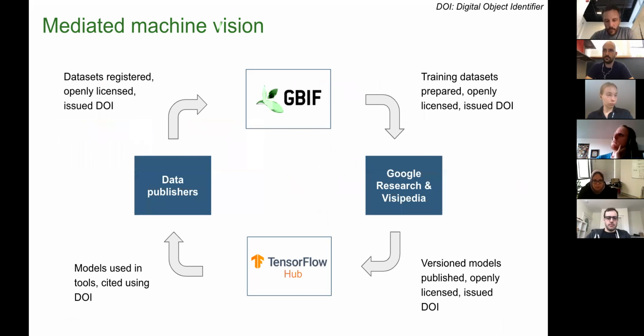And so we then produced what we call this mediated machine vision cycle. And essentially it's a publishing operation. And it's facilitated by Google Research and the TensorFlow Hub group, which is part of Google based in Zurich. So the idea here is suppose there's a group that studies mushrooms and they would like to make their own mushroom app for some region.